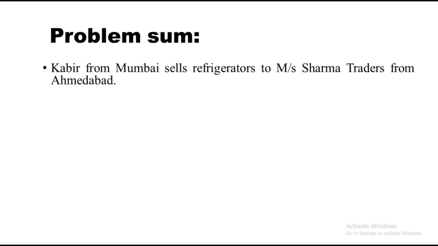Next, Kabir from Mumbai sells refrigerators to Sharma Traders from Ahmedabad. So here the refrigerators have been sold from Mumbai to Ahmedabad. So there is movement of goods. As per the rule of movement of goods, your place of supply will be the last destination of your recipient. So here the recipient is Sharma Traders. The goods have been moved from Mumbai to Ahmedabad. So your place of supply will be Ahmedabad.